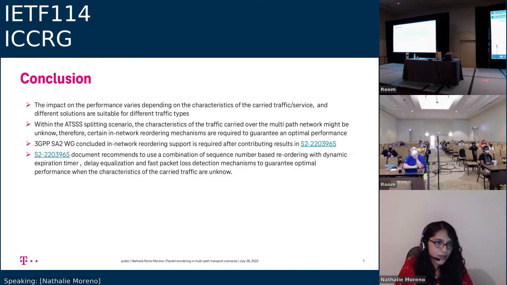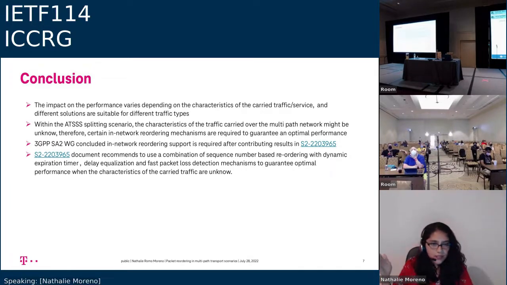So to summarize all these things, we demonstrate that there is an impact when no reordering is used, and we also demonstrate that this impact on the performance varies depending on the characteristics of the carried traffic or service in the multipath transport, and therefore different solutions are suitable for different traffic types. Now, within the ATSSS splitting scenario, the characteristics of the traffic carried over the multipath network might be unknown. So in this case, we need certain in-network reordering mechanisms to guarantee an optimal performance.